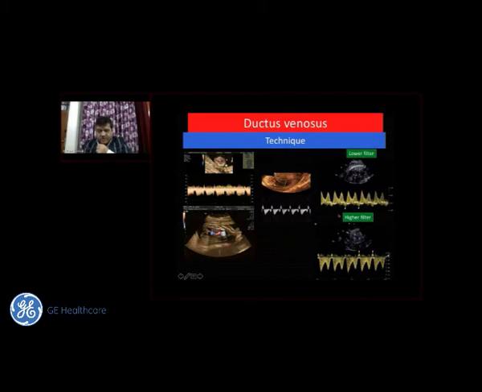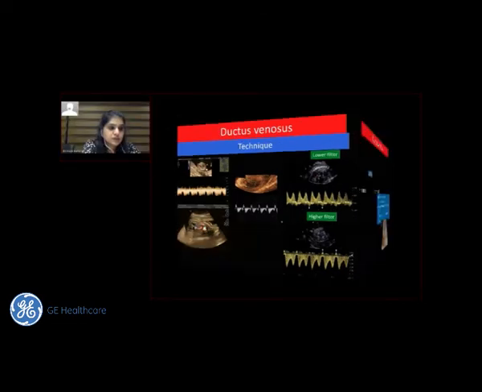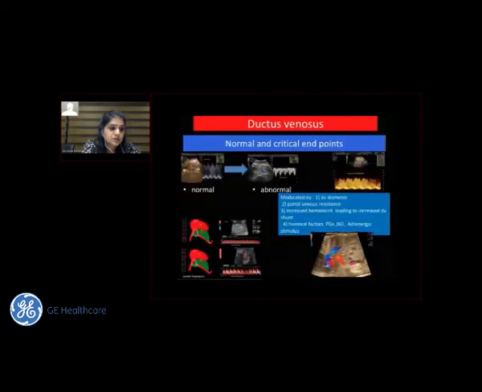Like in this one, there were some waveforms below the baseline. So we were wondering whether this was actually a reversal of the A waves or just interference. But once we adjusted to a higher level, we realized that yes, truly the A wave has reversed here, and it is not just interference. So please do not hesitate to change these modalities to check whether the ductus venosus waveform is correct or not.